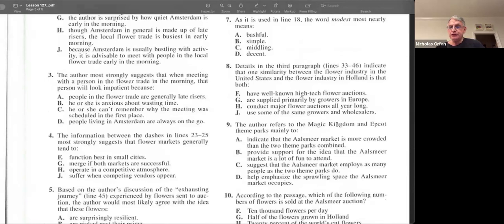9, the author refers to the Magic Kingdom and Epcot theme parks to give you an idea of how big the space is for the Aalsmeer auction. Indicate that the Aalsmeer market is more crowded. Provide support for the idea that the Aalsmeer market is a lot of fun. Suggest that the Aalsmeer market employs many people. Help emphasize the sprawling space of the Aalsmeer market. That's the right answer. Takes up as much space as Disney World and the Epcot Center. Big space. So the right answer to 9 is D.